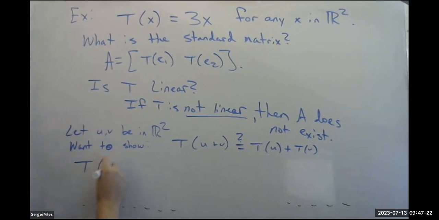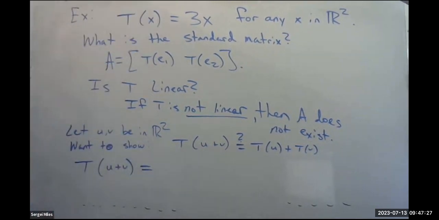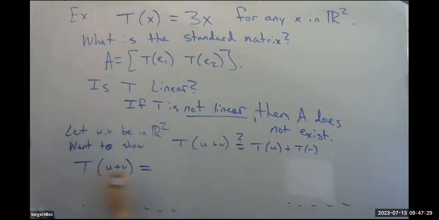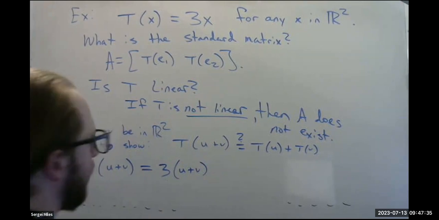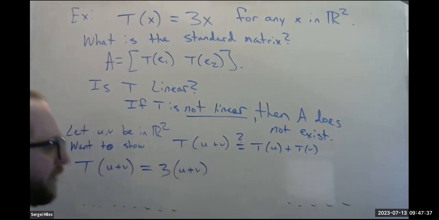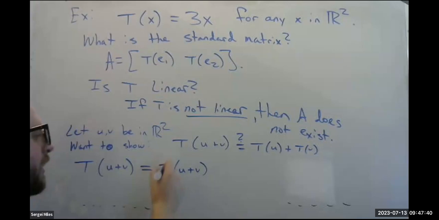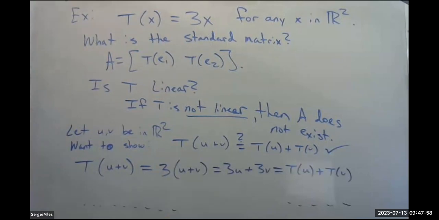All right, well, what is T of u plus v? Well, u plus v is just some new vector. According to the transformation, I have to multiply it by 3. So this is 3 times u plus v. But remember, when you have a scalar times two vectors being added together, you can just distribute this 3. Right? So in fact, lo and behold, what is this? Okay, so great. We've shown that the linearity properties hold.